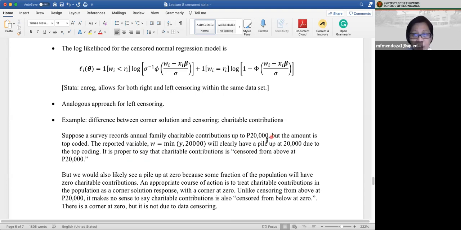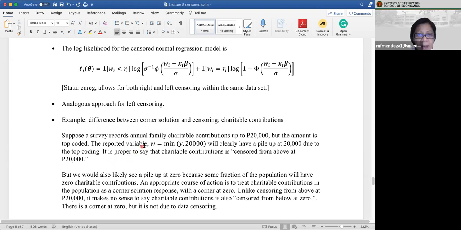Up to 20,000, let's say a year, but the amount is top coded. Actually, this example might be more relevant to the States because in the States, charitable contributions can be tax deductible. So households might keep track of their charitable contributions for the year.